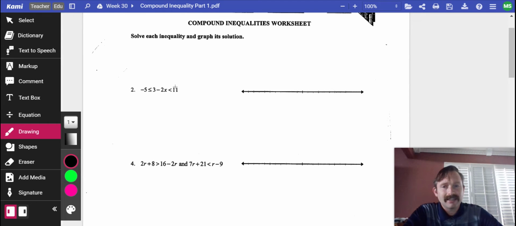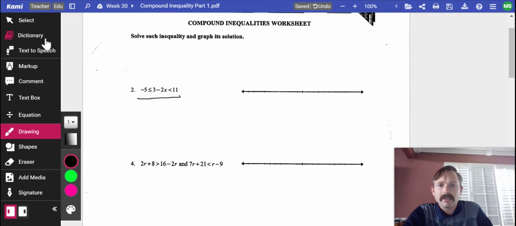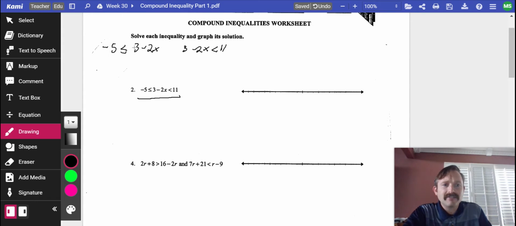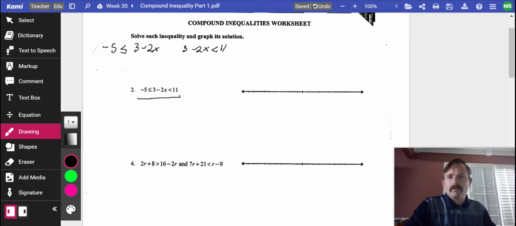So when we see an inequality like this right here, let me underline it, it's actually going to be two different inequalities. We're going to rewrite this as -5 is less than or equal to 3 minus 2x, and it's also going to be 3 minus 2x is less than 11. So we have to split it. Instead of having one big inequality, we're going to split it and make two smaller inequalities.